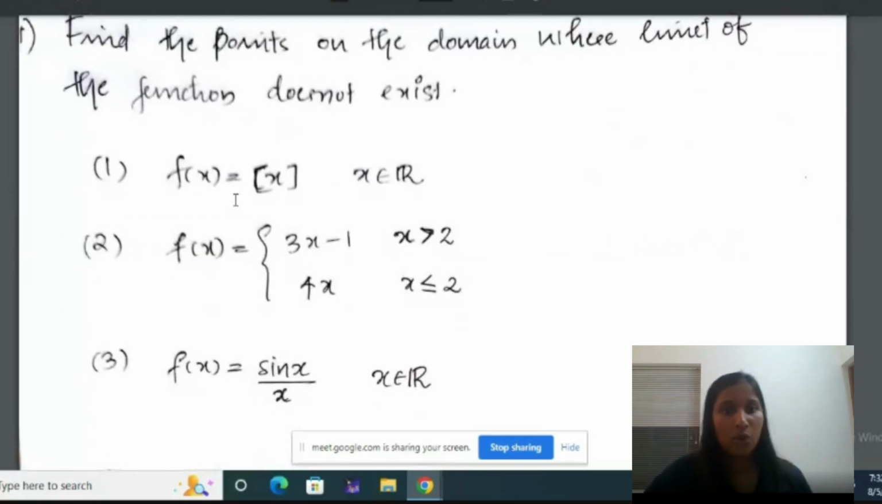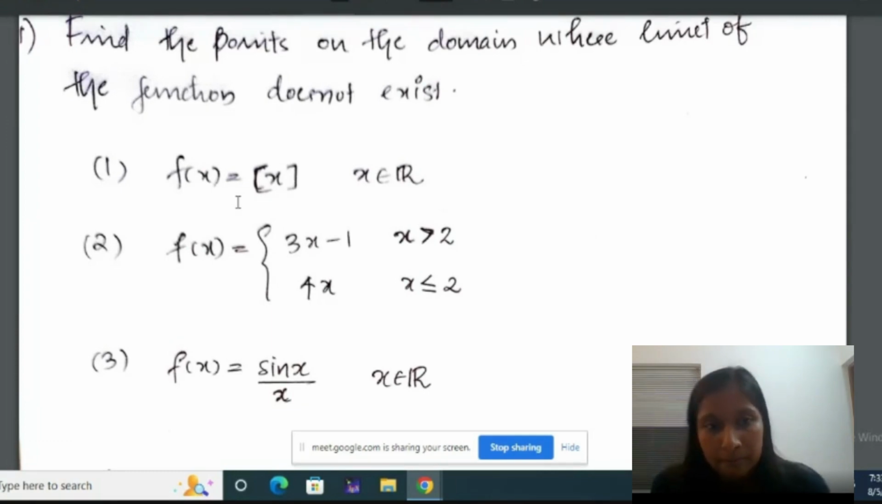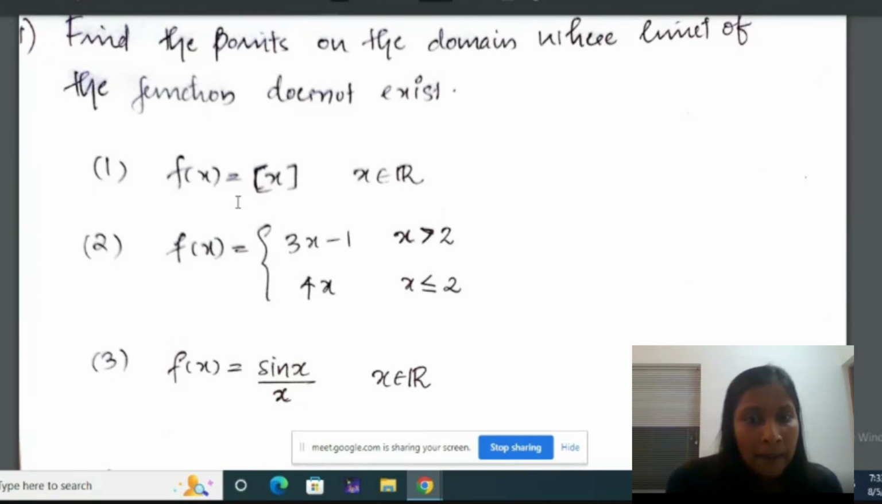I will just show the problems and I will give you some one or two minutes so that you can think about the answers. After that, we can discuss the problem. So the first problem is like this: find the points in the domain where the limit of the function does not exist. We have three questions here. I'll give you one minute, and after that anyone can speak.